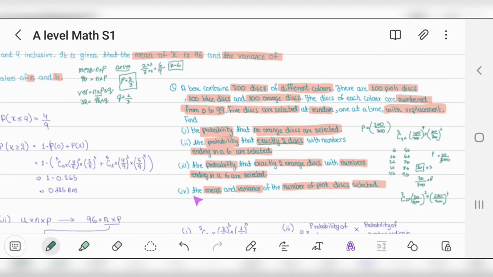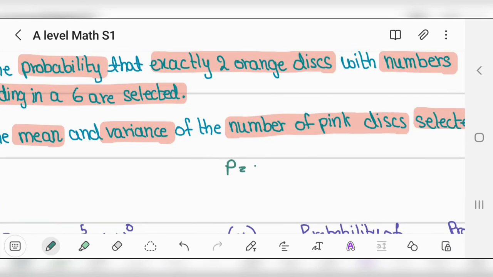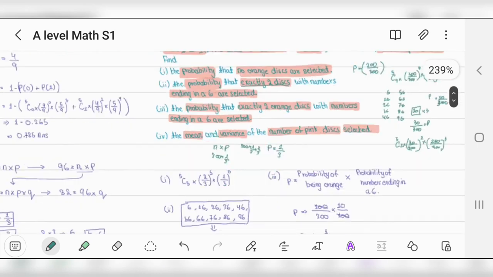Okay, so now let's see part 4. Part 4 is the mean and variance of the number of pink disks selected. There are 300 disks, and there are 100 pink disks, so it's 1 upon 3 as the probability of success. So P is 1 upon 3. The mean is N multiplied by P, and N is 300 multiplied by 1 upon 3. And the variance is going to be 300 multiplied by 1 upon 3 multiplied by 2 upon 3. So this is the answer.